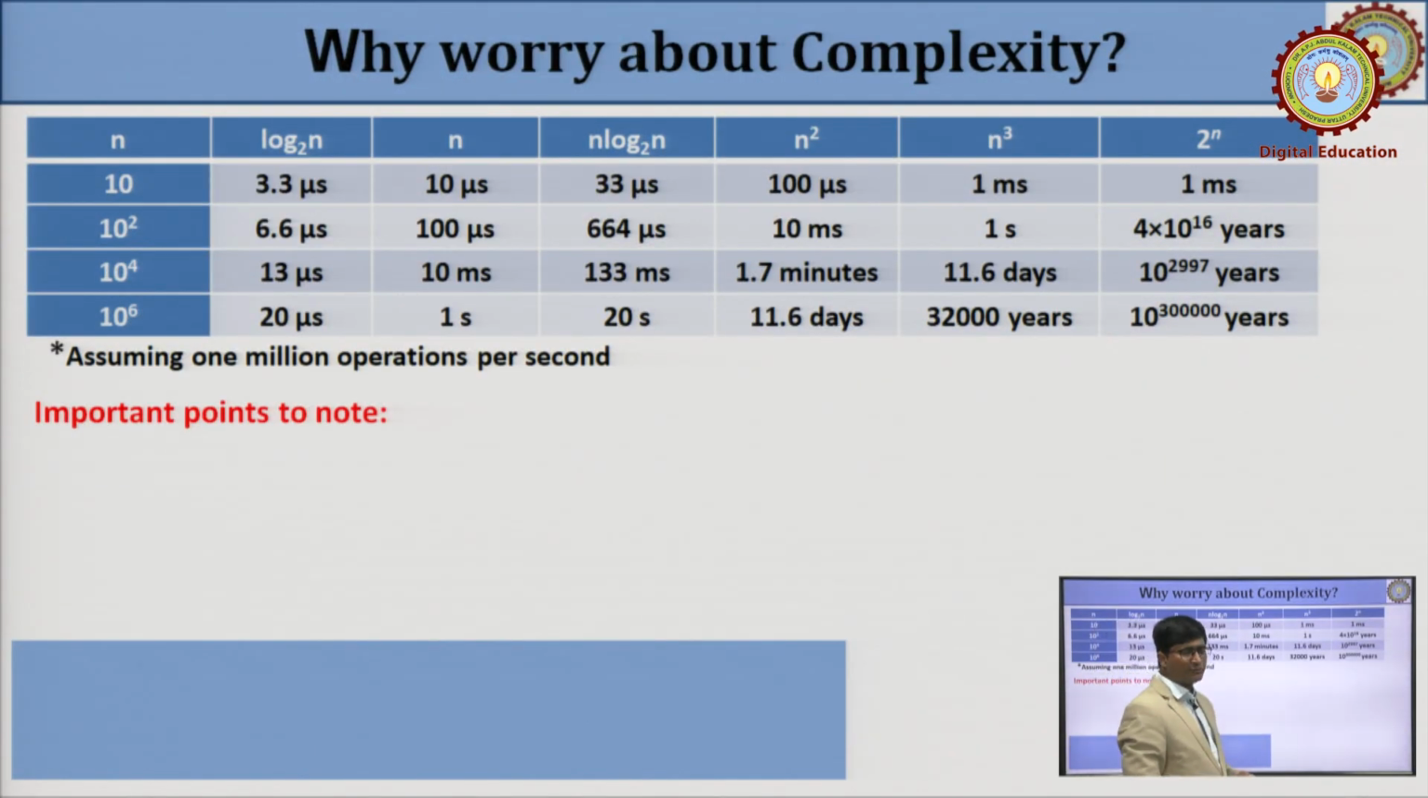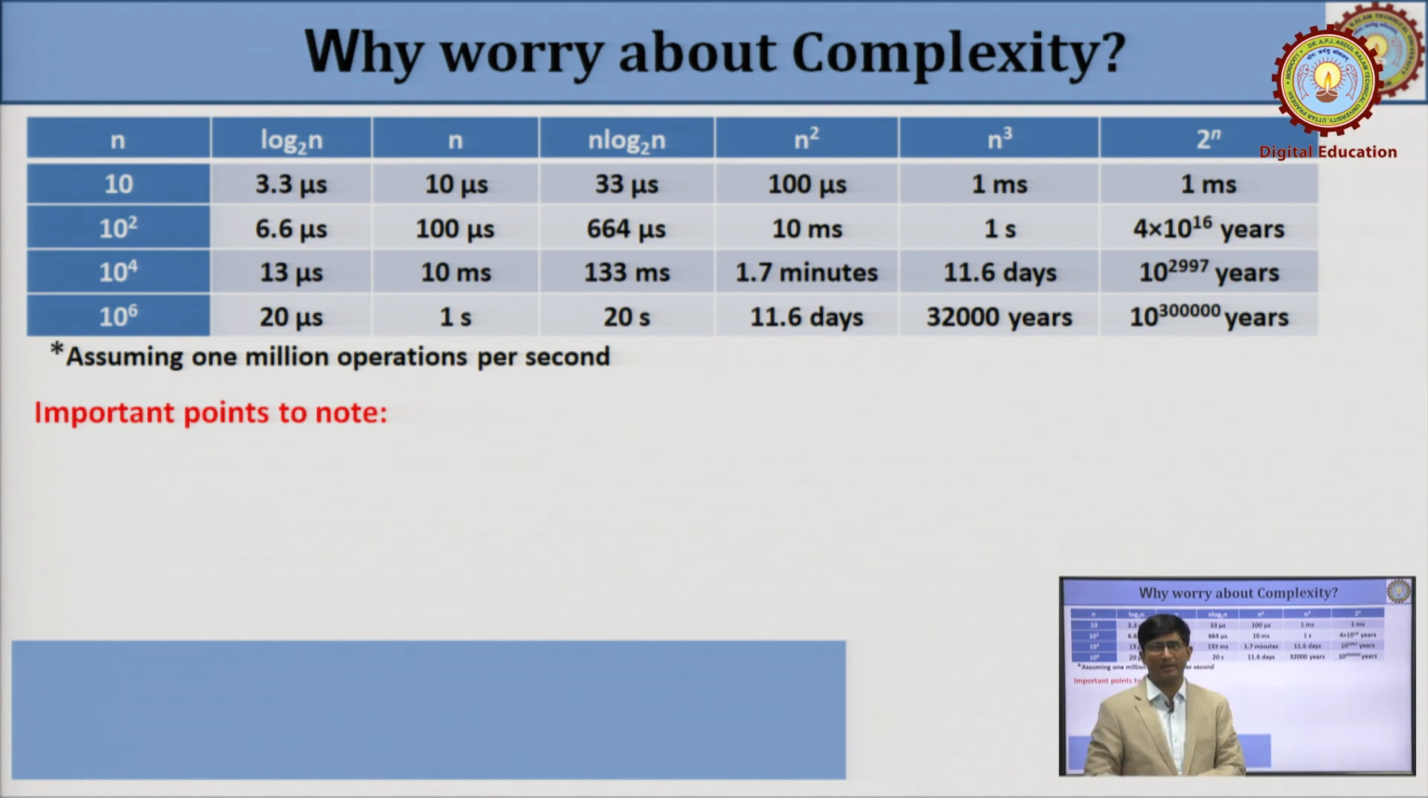Now, why should we actually worry about these complexities, and how does it matter? If you look into this particular table, you would find that when the value of n becomes very large, it can matter a lot. For example, for 10 raised to the power of 6, which is not a very big quantity, for the exponential time complexity 2 raised to the power of n, things can be absolutely uncontrolled. So, this is the kind of effect it can create.